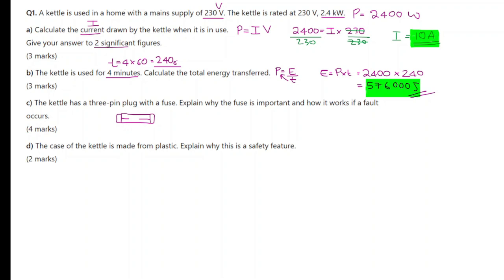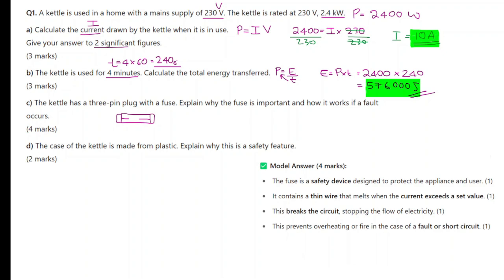So that's how it works. So let's see what we can write for part C. Here's what you can write for part C to get 4 marks. The fuse is a safety device designed to protect the appliance and the user. It contains a thin wire that melts when the current exceeds a set value, the rating of the fuse. This breaks the circuit, stopping the flow of electricity. This prevents overheating or fire in the case of a fault or a short circuit. Explain why the fuse is important and how it works. 4 marks.